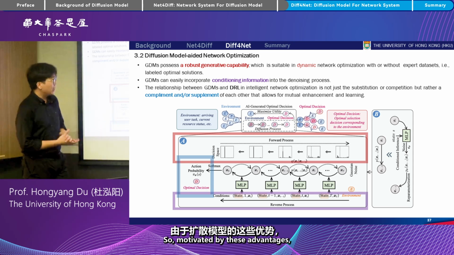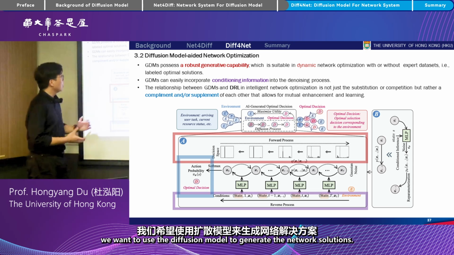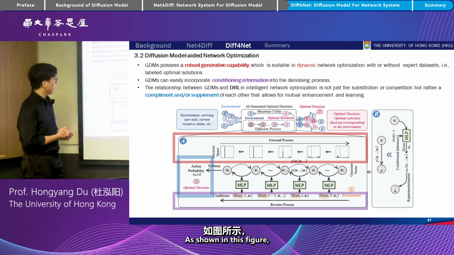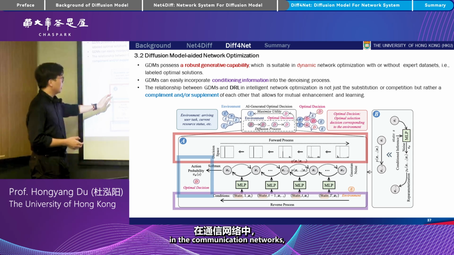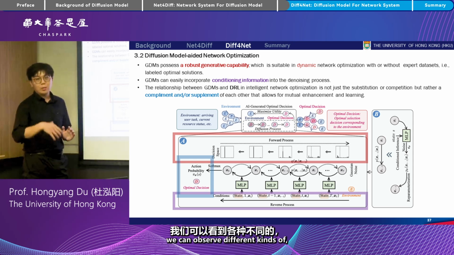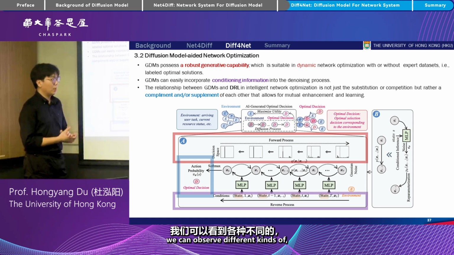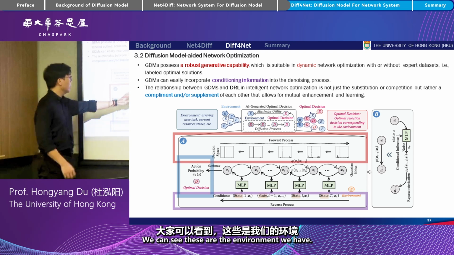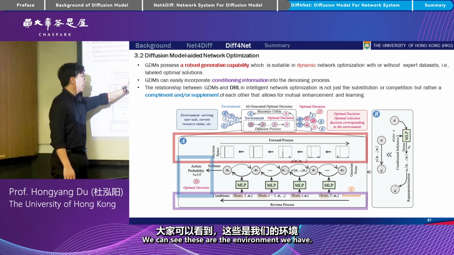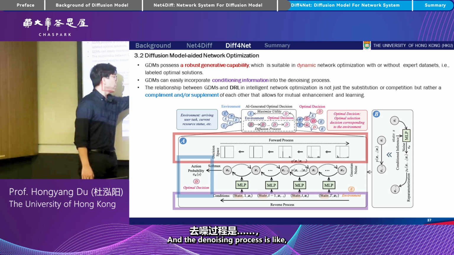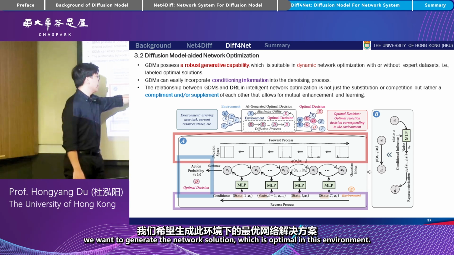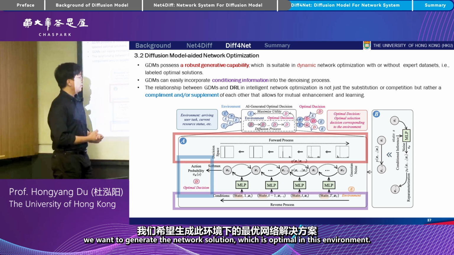So motivated by these advantages, we want to use the diffusion model to generate the network solutions. As shown in this figure, in communication networks, we can observe different kinds of channel conditions, user requirements, and system settings. These are the environment we have. And the denoising process is where we want to generate the network solution which is optimal in this environment.